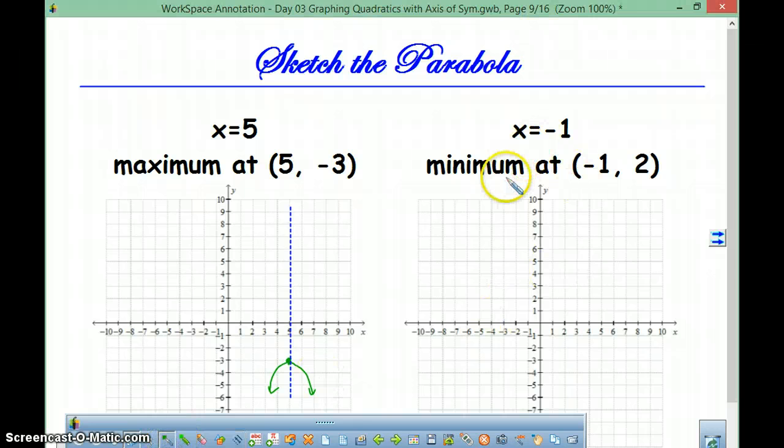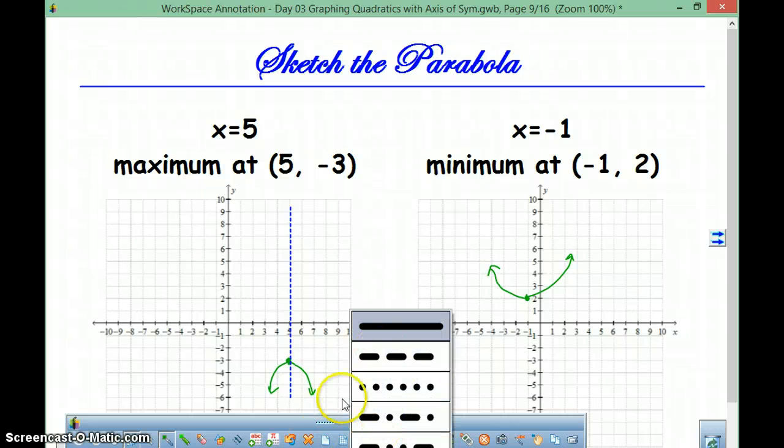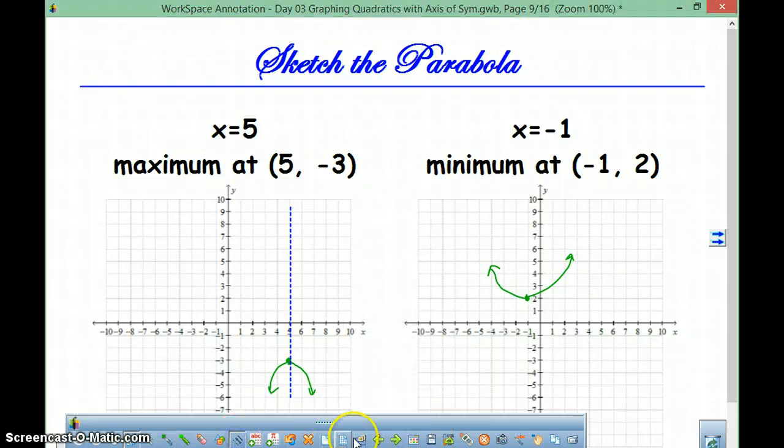Let's try this one. Where's my vertex? -1, 2. So I go over 1, up 2. It's a minimum. Which way do I graph it? Going up. The axis of symmetry is at x equals -1. This parabola is symmetric right along the vertex.